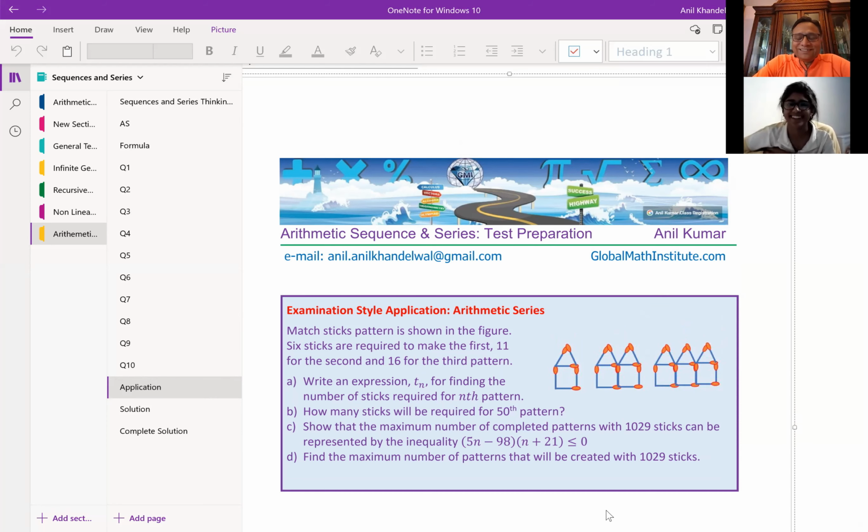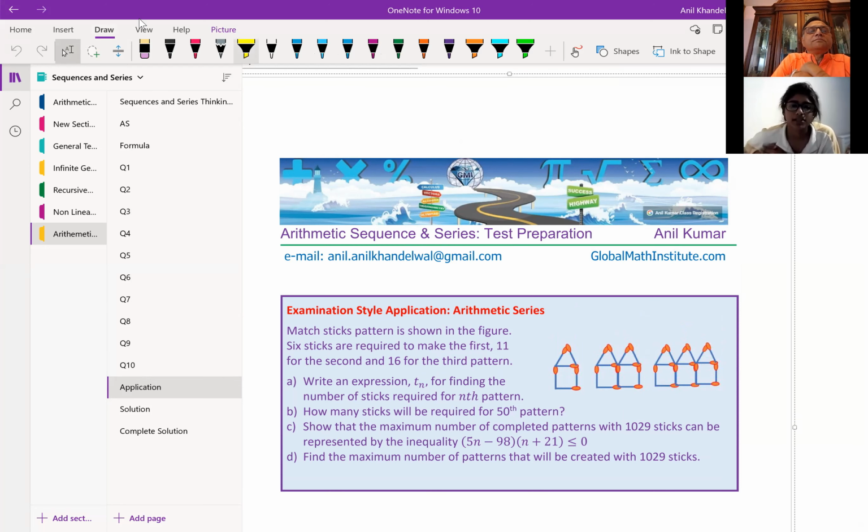The matchsticks pattern is shown in the figure. 6 sticks are required to make the first, 11 for the second, and 16 for the third pattern. Part A: write an expression for Tn, the nth term, for finding the number of sticks required for the nth pattern.